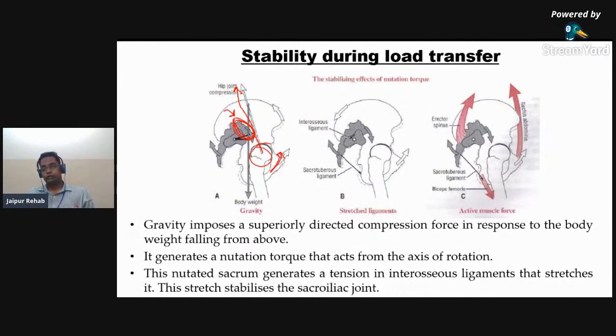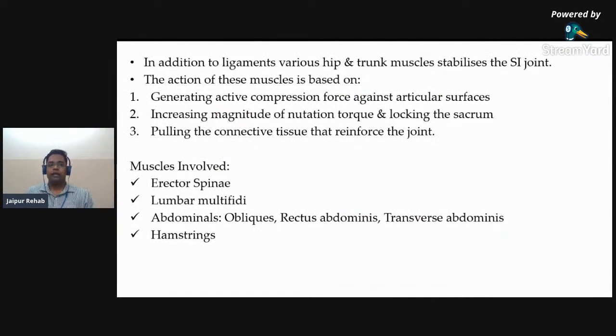The non-contractile tissues I already told you about: the sacrospinous ligament, sacrotuberous ligament, and other structures also. Talking about the contractile elements, we have muscles which cross the hip and trunk that stabilize the SI joints. These muscles have a few actions that include generating active compression force against the articular surfaces.